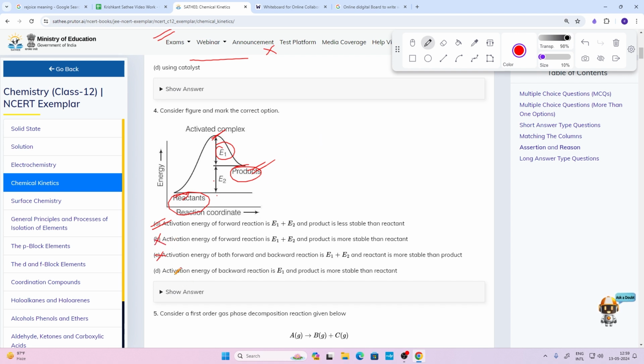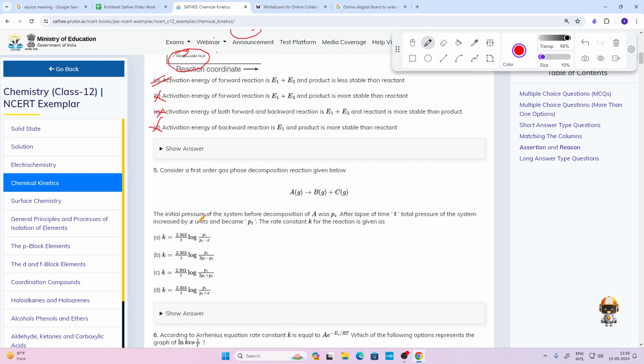What about the fourth one? Activation energy of backward reaction is E1 and product is more stable than reactant. Again, this statement is wrong because of course for the backward it is E1, but product is not stable, reactant is more stable. So this is also wrong. So option A is correct.